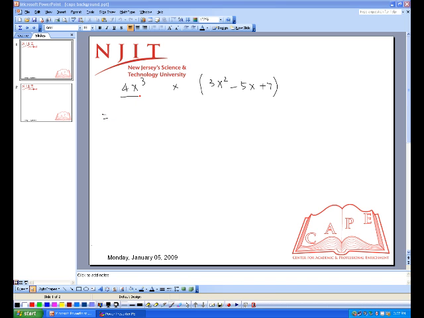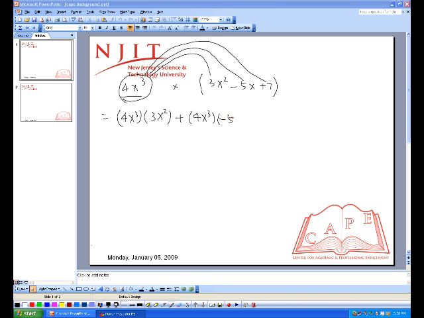If one polynomial is a single term and is multiplied by the other bigger polynomial that has more terms, what you have to do is simply distribute this term and multiply it with each single term. Okay, so let's write that out. This is going to equal 4x cubed multiplied by 3x squared, plus 4x cubed multiplied by the second term, which is negative 5x, plus 4x cubed multiplied by 7.